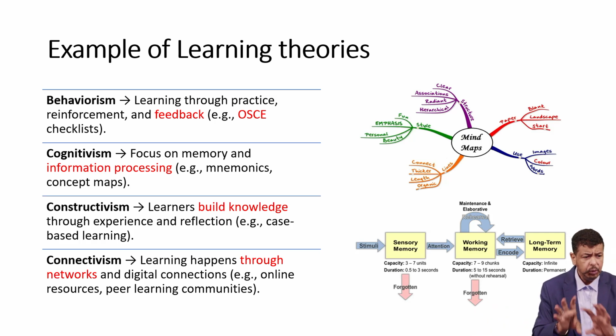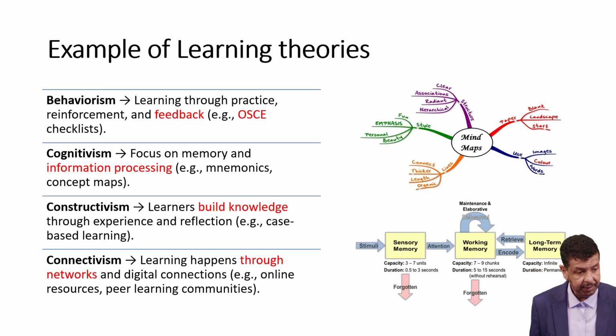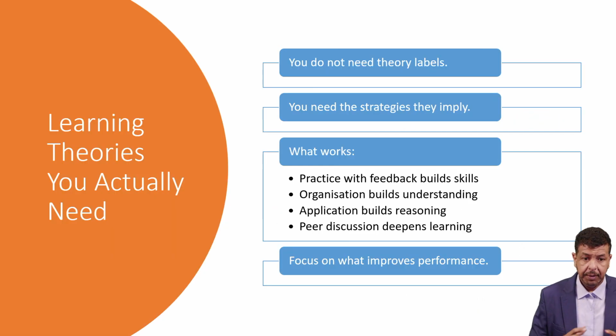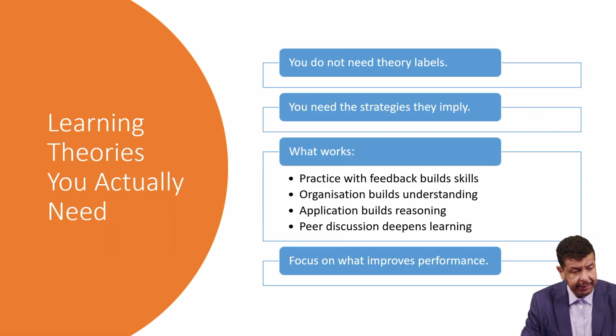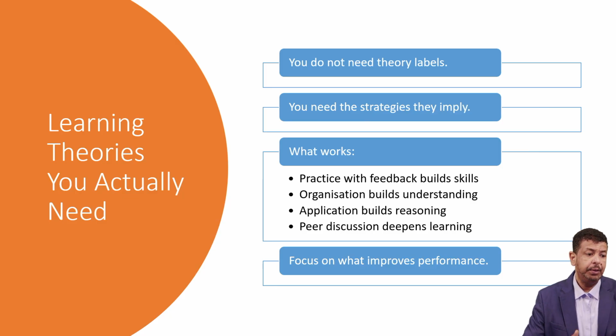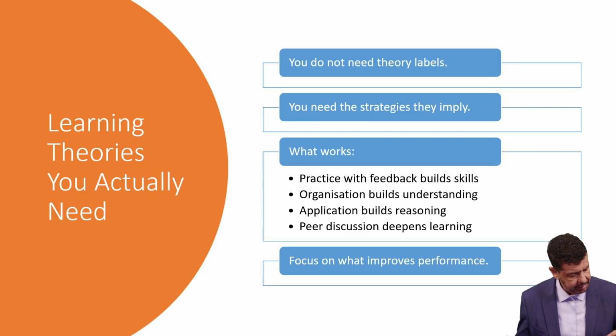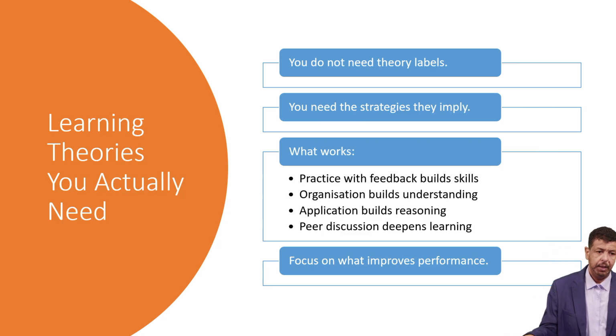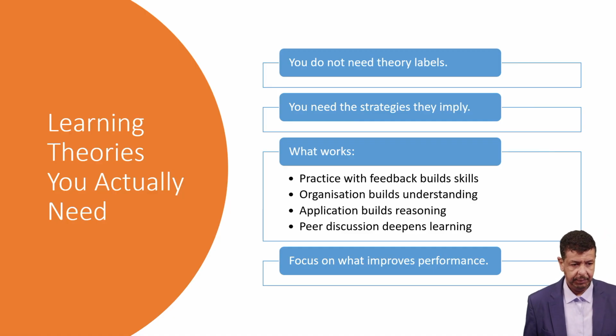So what do we need from these learning theories? There are many details about these learning theories, and the details are beyond the scope of this video and this session. You actually need the following about the learning theory. You don't need theory labels, this is behaviorism or this is connectivism or constructivism or adult learning theories or whatever. No. You need the strategy that works.